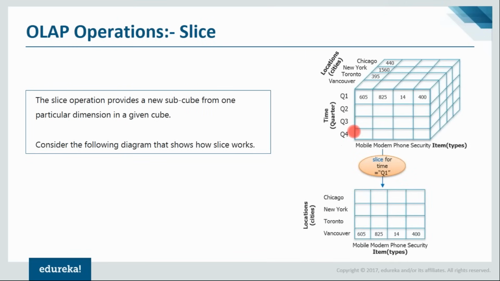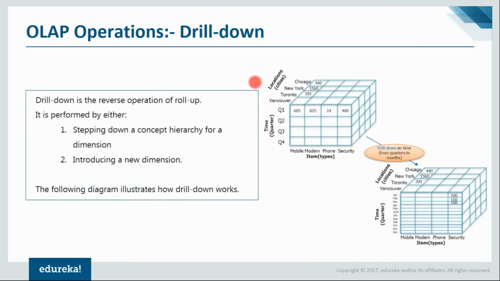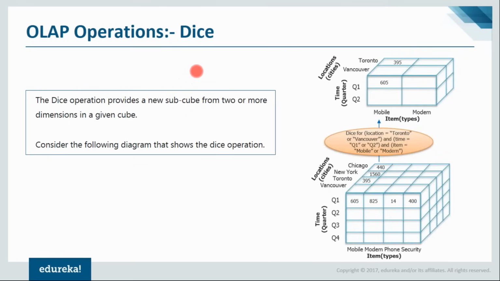But however, if you're getting a new subcube from your existing cube by slicing only one particular dimension, then it's called slice operation. So that is the difference between slice and dice. Okay, so we have the difference between roll up and drill down. Then you know the difference between slice and dice, right? So that's the difference between these two.